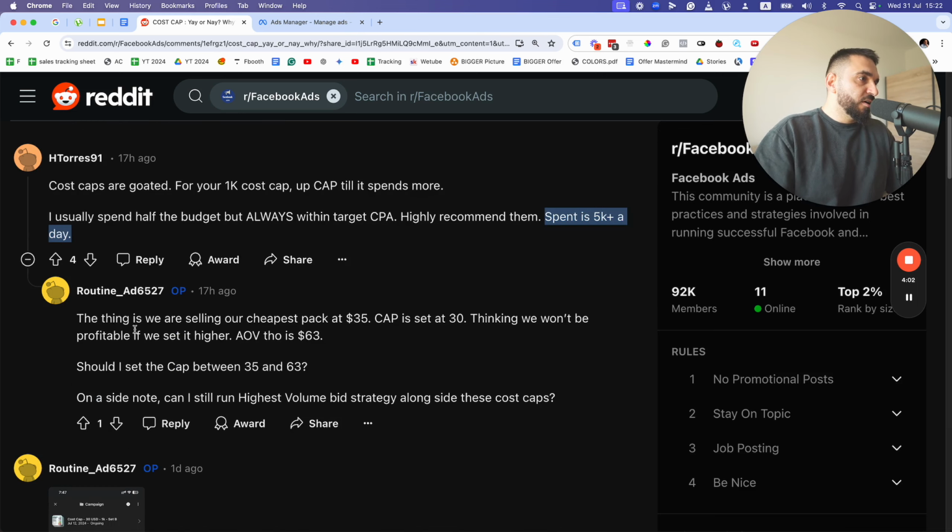The thing is, we're selling our cheapest pack at 35, cap is set at 30. Thinking we won't be profitable if we set it higher. AOV though is 63. Should I set the cap between 35 and 63? I would definitely advise this guy to set the cap.